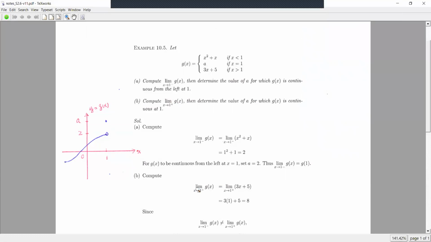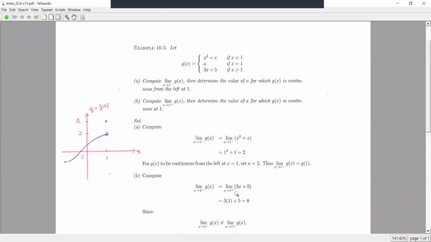Right-hand side limit. X approaches 1 from the right side. In this approaching process, X is greater than 1. By definition, when X is greater than 1, the function G is this function. So we have this equation.